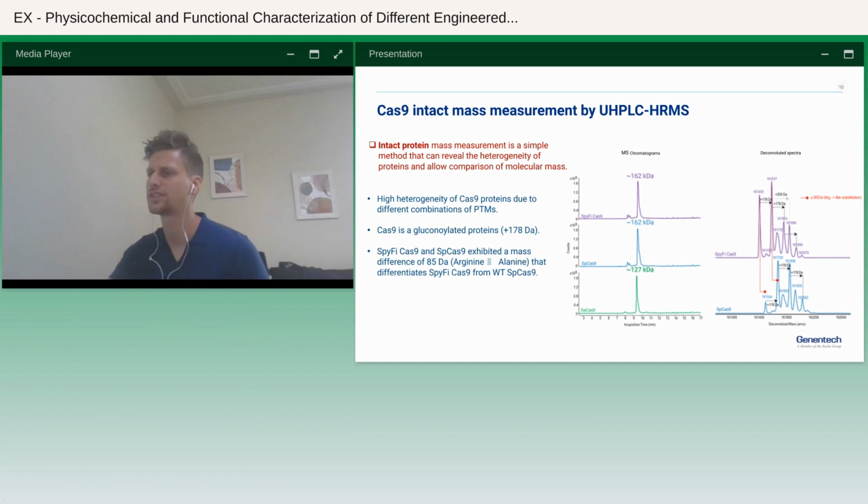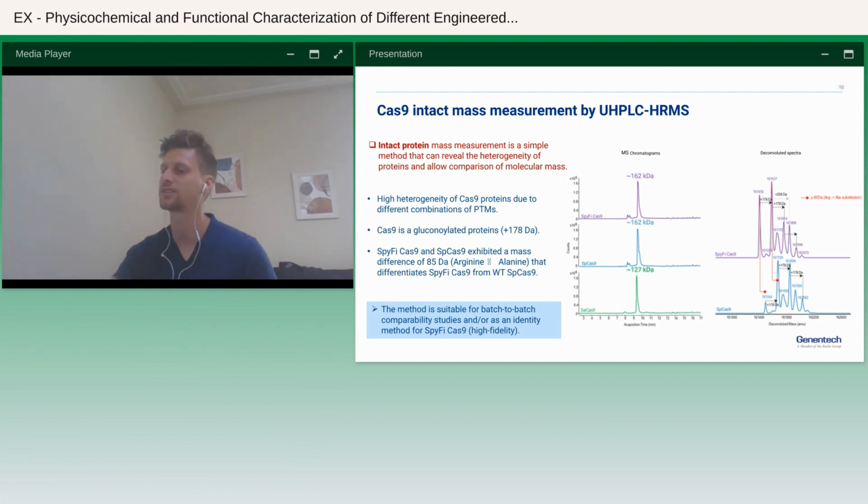Something that is also interesting is that we can make the distinction between Spike-5 and SP-Cas9, which is really interesting because, as I mentioned earlier, Spike-5 allowed a very low level of off-target. And you can see that we can exhibit a mass difference of 85 Dalton. If you see the red dot, you can see that we have a shift of 85 Dalton between this peak and this peak. And it will be the same for all the different peaks. So basically, this method is very interesting because it's suitable for batch-to-batch comparability studies, but also as an identity method for Spike-Cas9.